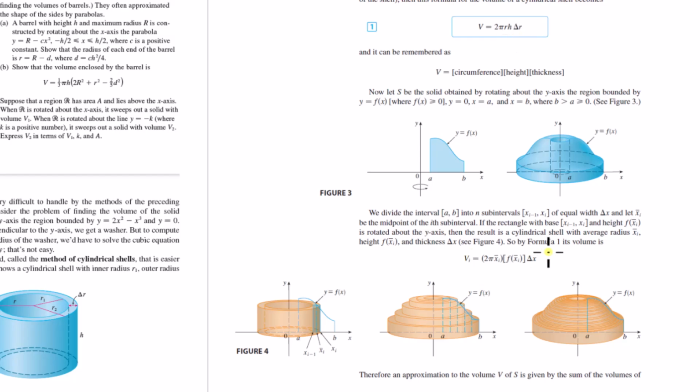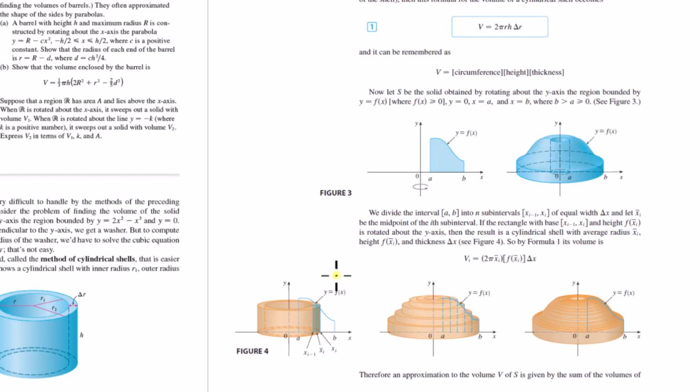So the volume of an individual element is 2 pi x bar i times f of x bar i times delta x. You can clearly see that you can get any of these volume elements from a to b. This is clearly defined all the way from a to b. You can get a unique cylindrical shell element with its corresponding volume for any x from a to b using this function.